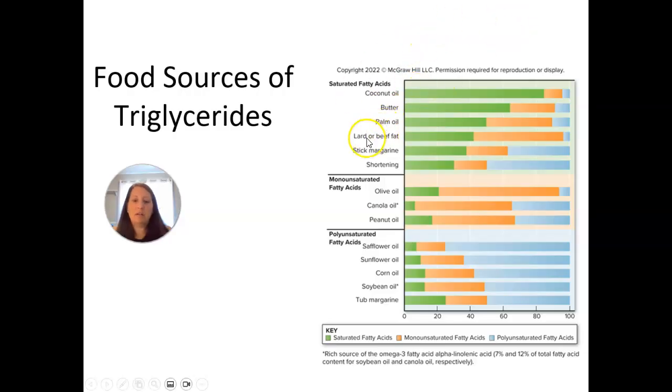Butter, palm oil, lard or beef, stick margarine, shortening. These are all forms of saturated fats, which again, should be consumed at relatively low levels. And I'll actually give you levels in a little bit. Monounsaturated fats: olive oil, canola oil, peanut oil. Again, better choice. So unsaturated is better than saturated. And then we have PUFAs, polyunsaturated. So safflower, sunflower, corn oil, soybean oil, a type of margarine.